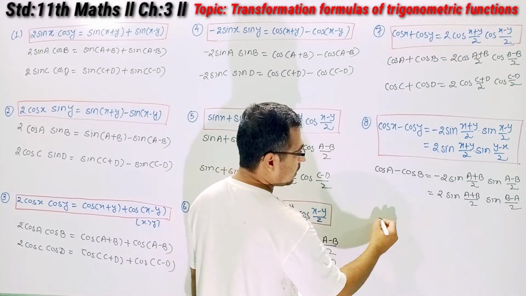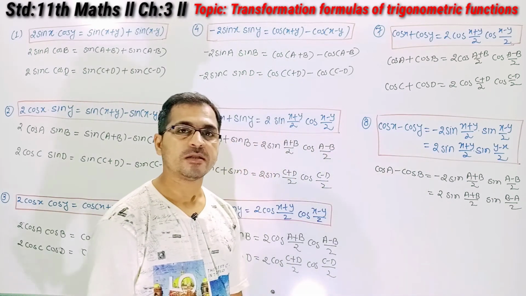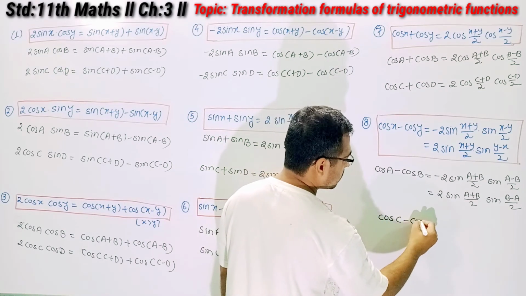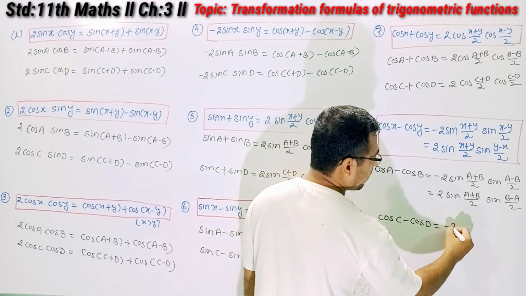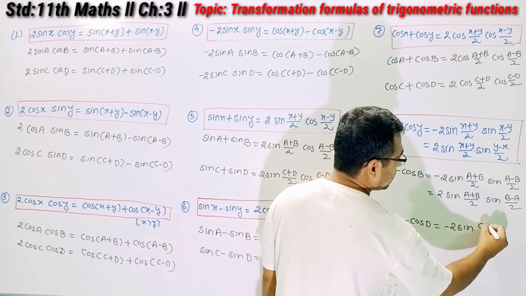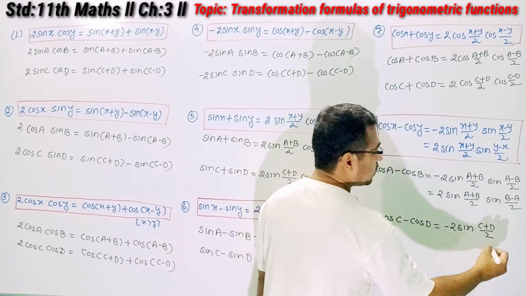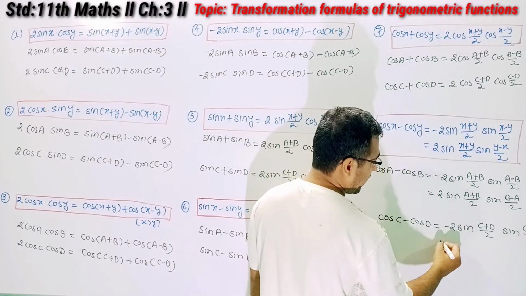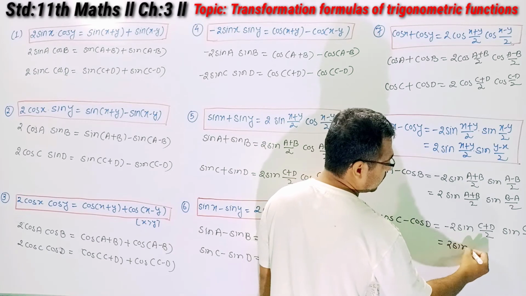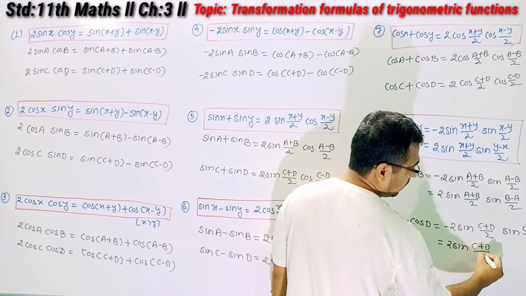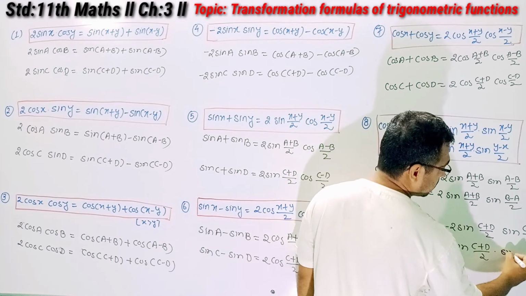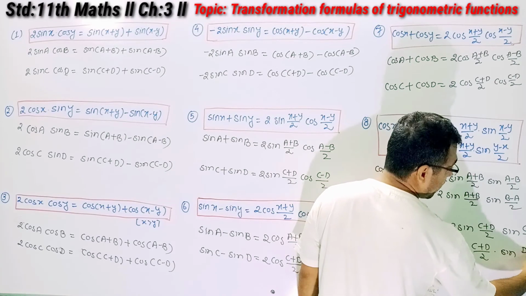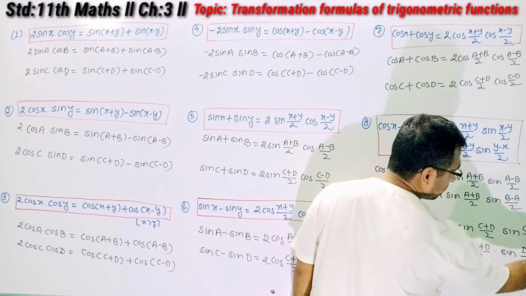Then in place of a and b we can write c and d. So cos c minus cos d is equal to minus 2 sin((c plus d) by 2) sin((c minus d) by 2), and also 2 sin((c plus d) by 2) sin((d minus c) by 2).